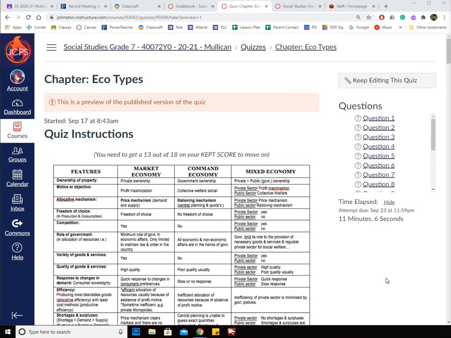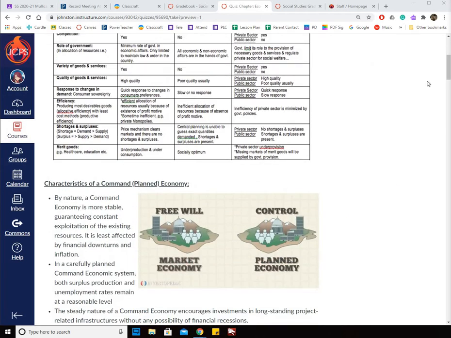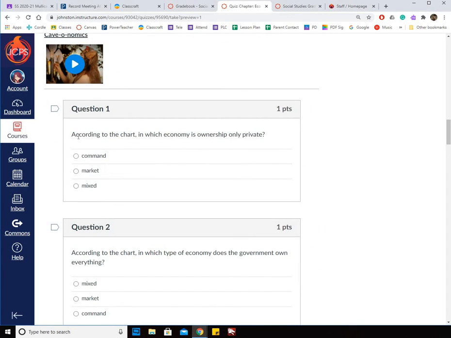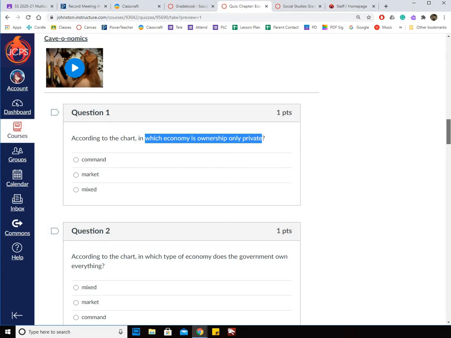Alright, so this is chapter ecotypes. So we're going to go down to the first question. According to the chart, we know we're looking at that chart at the top, in which economy is ownership only private? So we'll go back up.